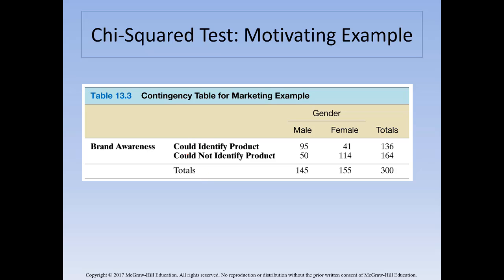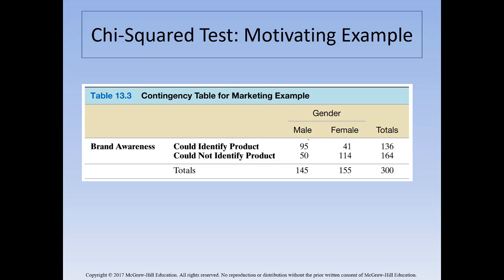So imagine that I'm a manufacturer of cell phone games, and I'm a bit worried that I've got high brand awareness among males, but low brand awareness among females. Now let's have a look, and basically I do an experiment. I get lots of males and say, "Do you know about my product?" And the same with females.